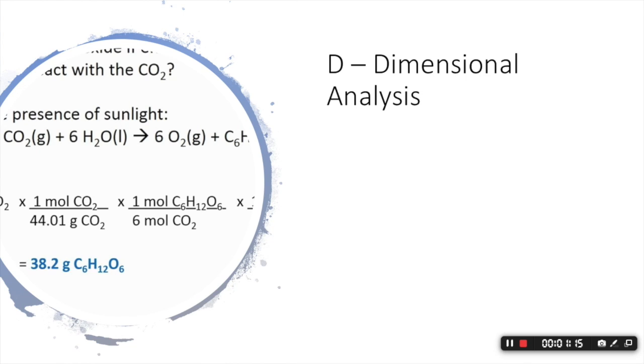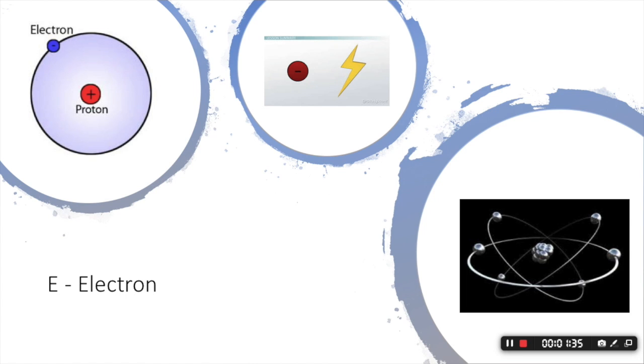D is for dimensional analysis. Dimensional analysis is a method used in chemistry that is able to convert units of measurement. We can convert any unit to another unit of the same dimension. An example of this is changing kilograms to grams. You must know that there are 1,000 grams in 1 kilogram, but with this, you are able to change the units.